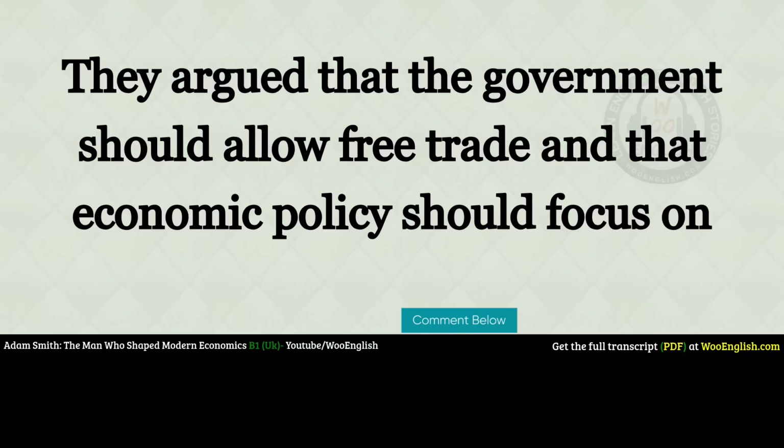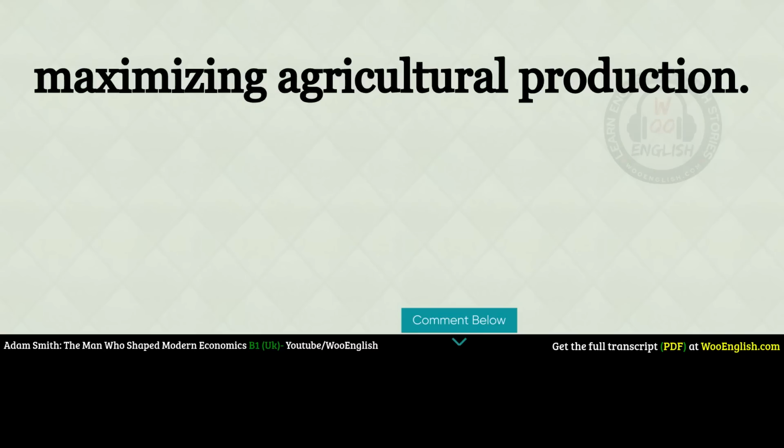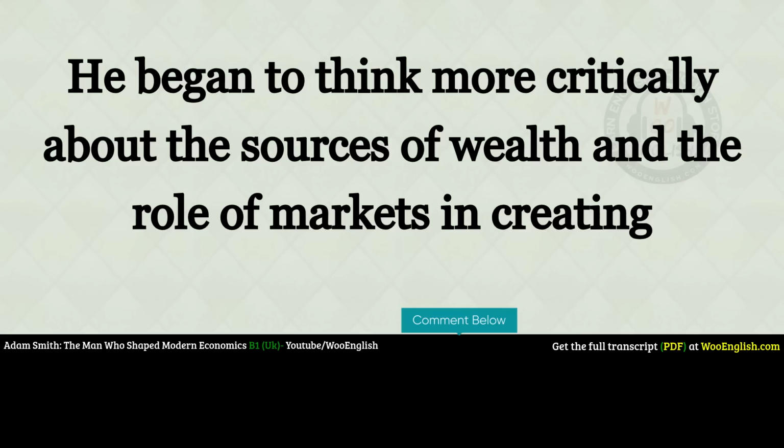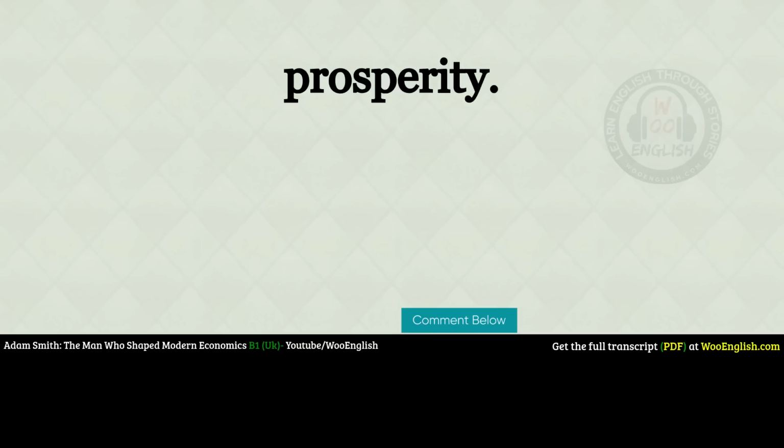They argued that the government should allow free trade and that economic policy should focus on maximizing agricultural production. While Adam found some of their ideas interesting, he didn't agree with everything they said. He began to think more critically about the sources of wealth and the role of markets in creating prosperity.